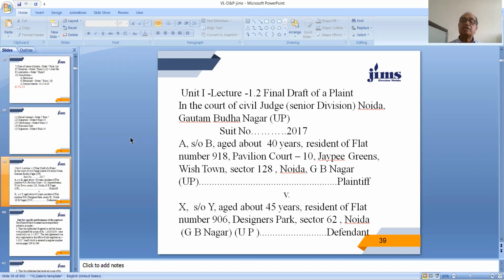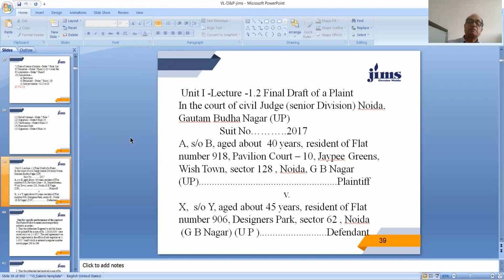So first of all, the selection of the case, selection of the name of the court: in the Court of Civil Judge, Senior Division, Noida. Why Senior Division? Because the valuation of the suit is 1 crore. Then comes the suit number, dash dash of 2017.